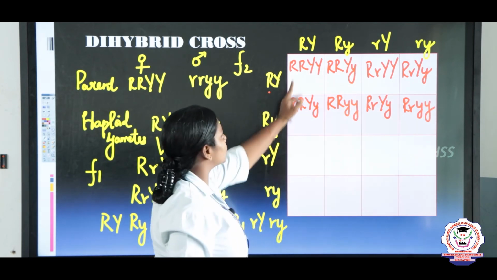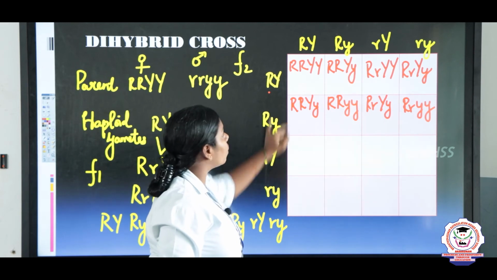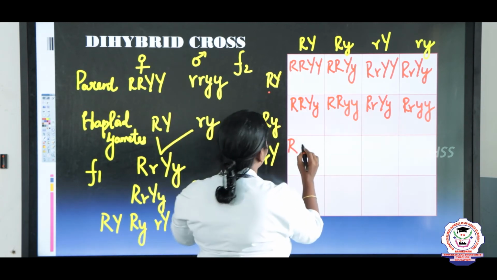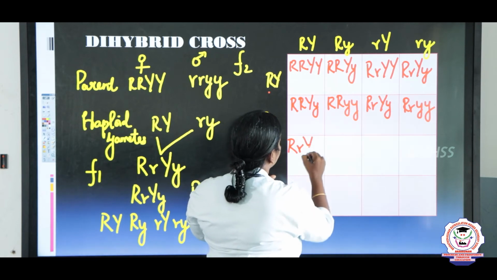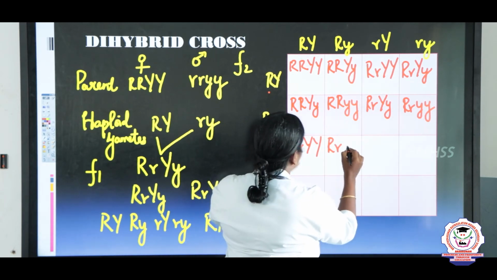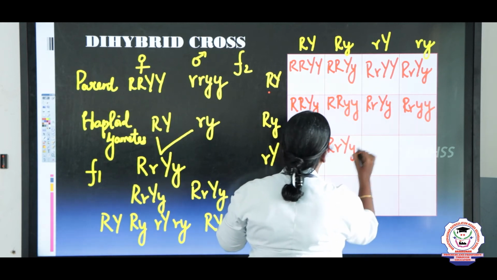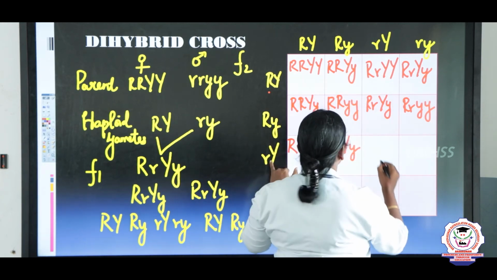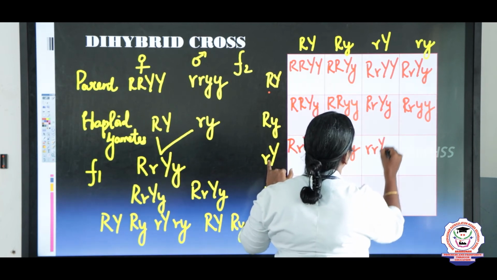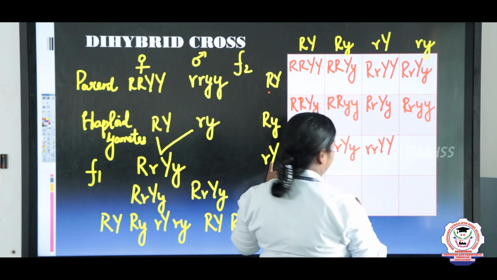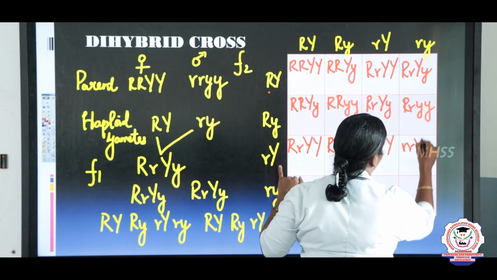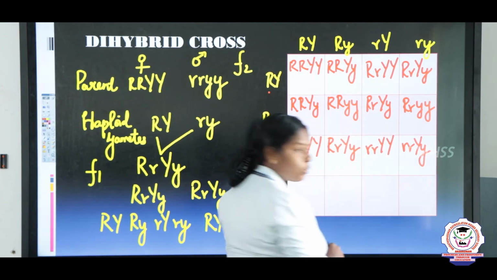And when we cross this two, that is wrinkled yellow into round yellow, we get capital R, small r, capital Y, capital Y. Later we get capital R, small r, capital Y, small y. Again when we cross, small r, capital Y, capital Y, and small r, capital Y, small y.